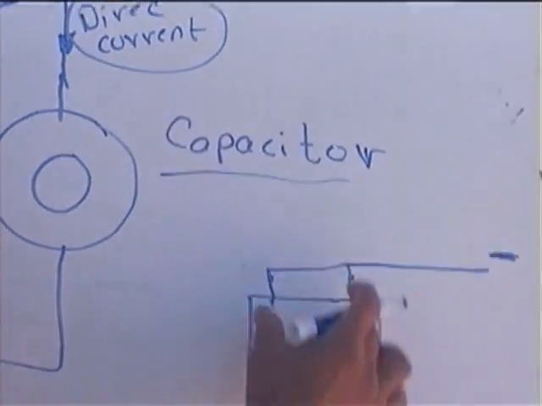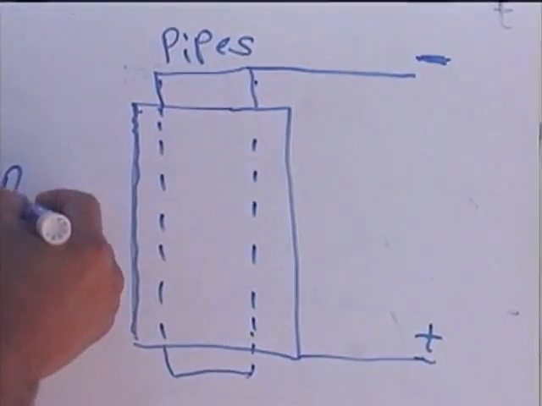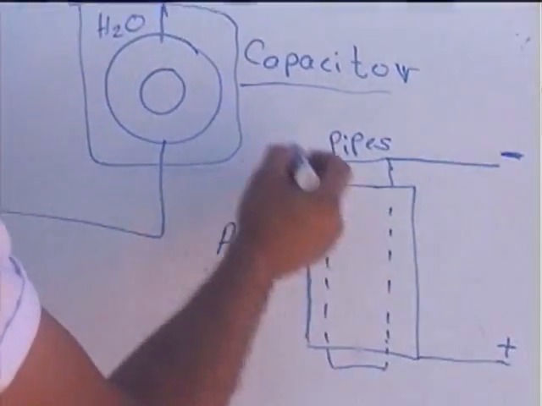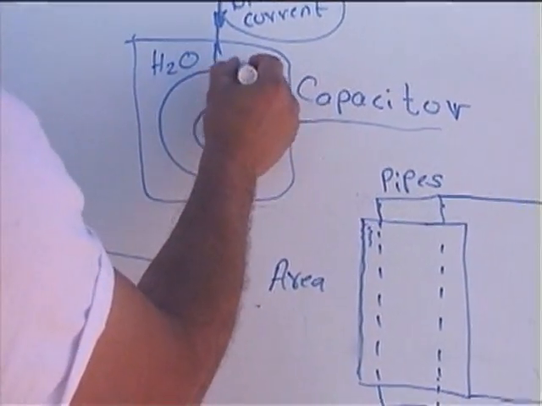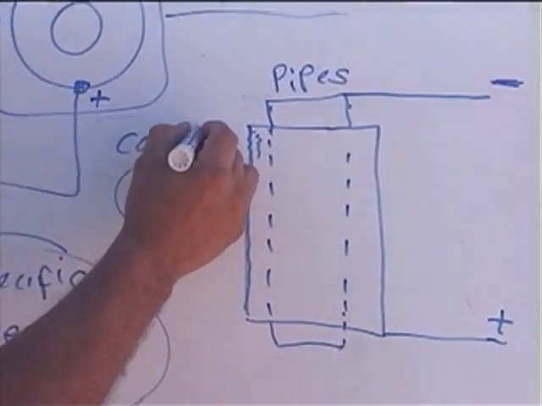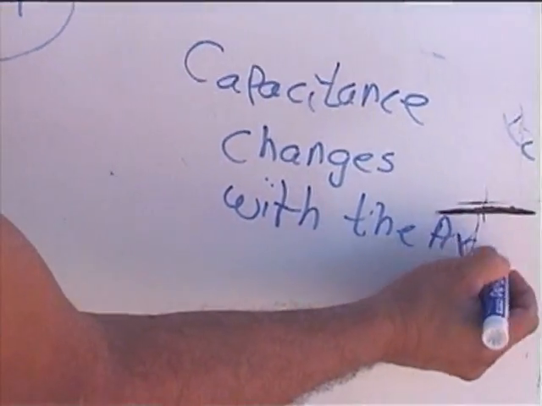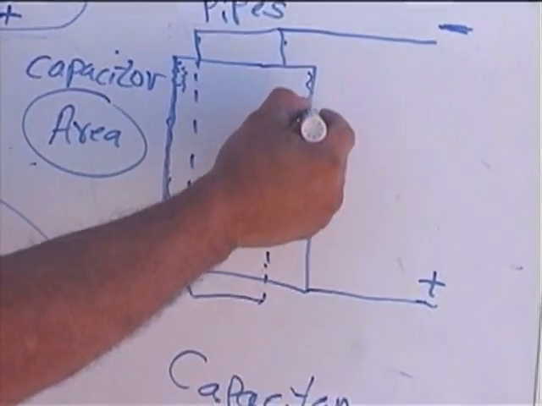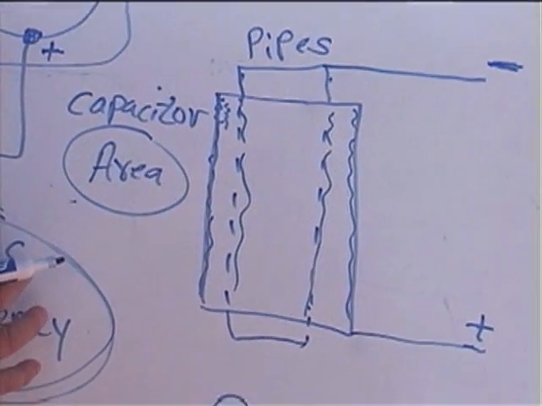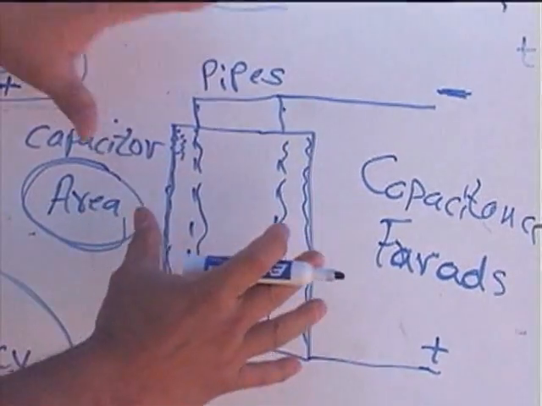This is the capacitor too. These are two pipes, and here is the area. The pipes are submerged in the water, and the current is connected to this point, because the area is important for the capacitors. When we change the area, we change the capacitance of the capacitor. The area is this area, plus this area, plus this area, plus this area. To find the specific frequency, we need to use the formulas with the area to find the capacitance in farads for a specific arrangement of the pipes.